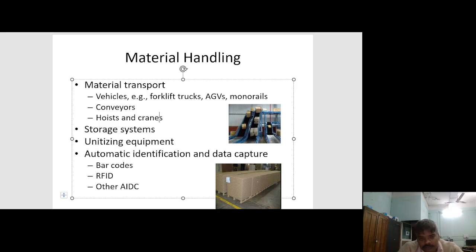We use cranes. Storage system, unitizing equipment, automatic identification and data capture. Then last is the barcode, RFID, other AIDC. This is automatic identification and data capture.